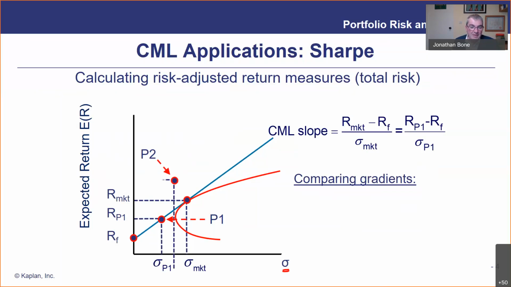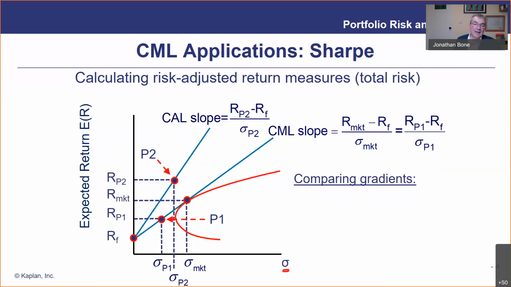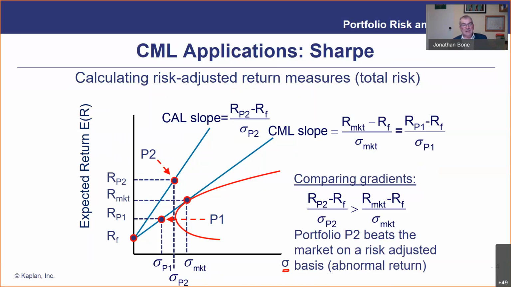Now, what about P2? Notice our portfolio 2 there, P2, it is on a higher capital allocation line. What does that tell us? It's got a slope that is greater than the CML. And of course, what that means is it's generating more excess return per unit of risk than the CML. So I'm always going to choose portfolio 2 given a choice between portfolio 1 and portfolio 2. Comparing the gradients, the slope of portfolio 2's capital allocation line is greater than the market. So this is a security that is expected to beat the market on a risk-adjusted basis.